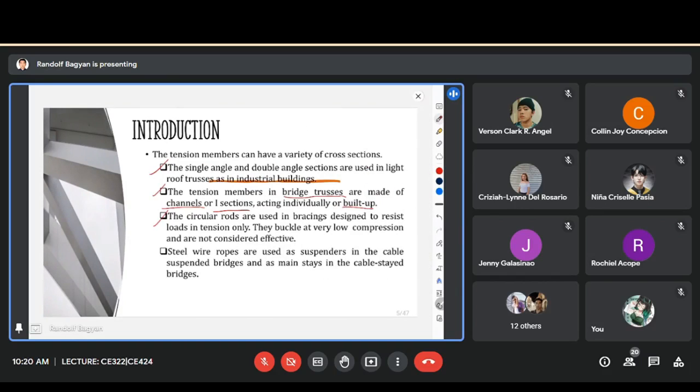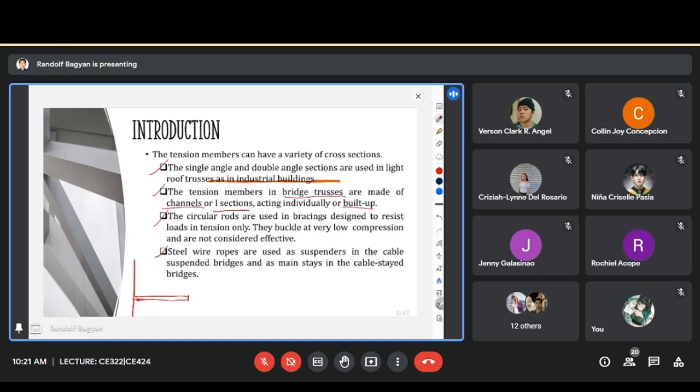And then steel wires or steel wire ropes are used as suspenders in the cable suspended bridges and as mainstays in the cable stayed bridges. And of course, the same goes for the cables that hold up houses. You analyzed problems like this in statics.